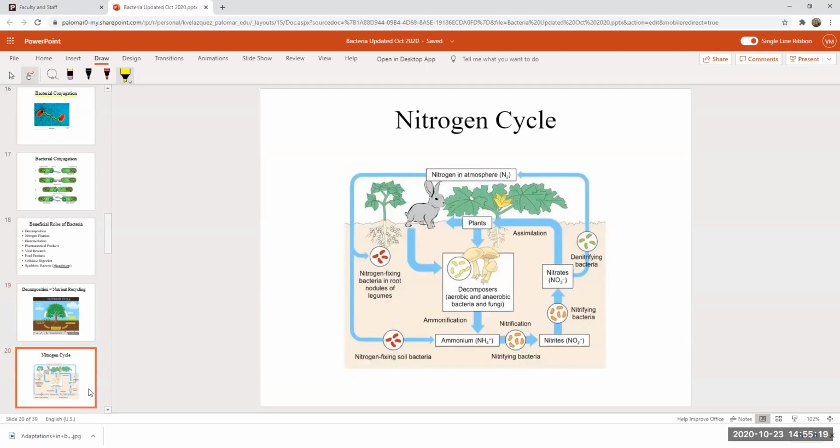Bacteria play an incredibly important role in the nitrogen cycle. Most nitrogen on Earth exists as nitrogen gas in the atmosphere. Plants and animals do not have the ability to take nitrogen gas into the body and use it to make molecules. Why is that a big deal? Well, let's think back to which molecules need nitrogen.